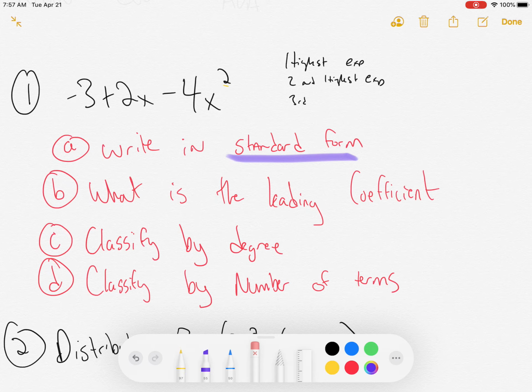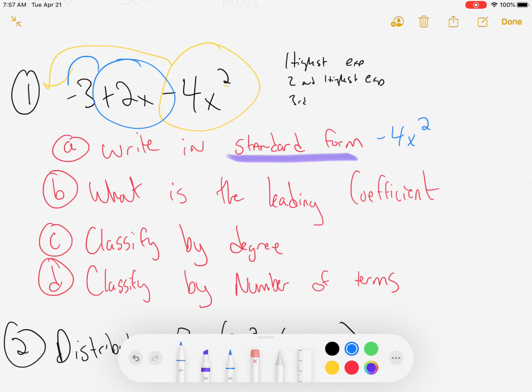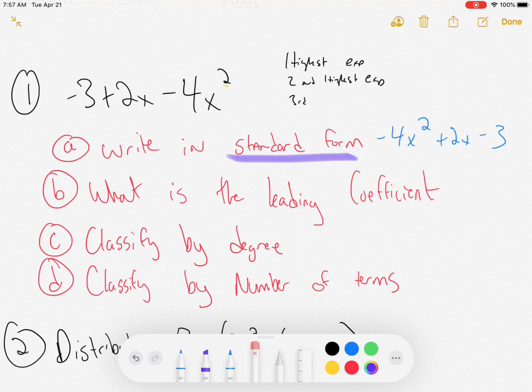So my highest exponent, you should see, is the squared. So I'm not just gonna move this, I'm gonna move the 4x squared with the sign in front of it. So this whole thing goes out front. So I'm going to get negative 4x squared. Okay, next up is going to be 2x, because that's the next highest number of x's, plus 2x. And last is minus 3.